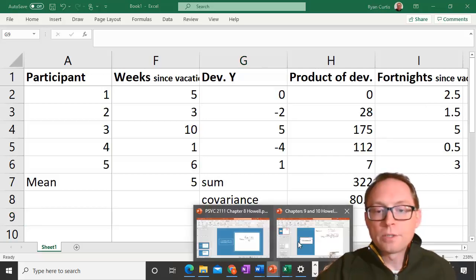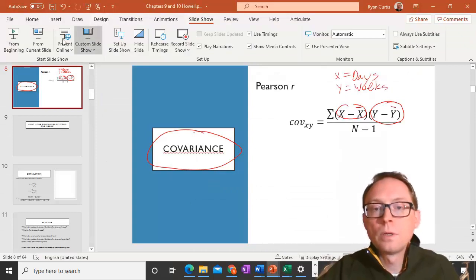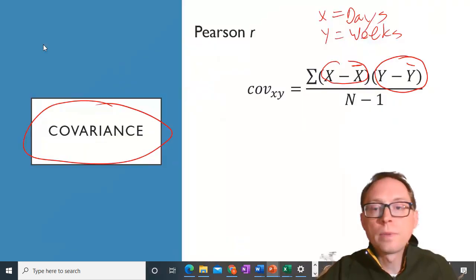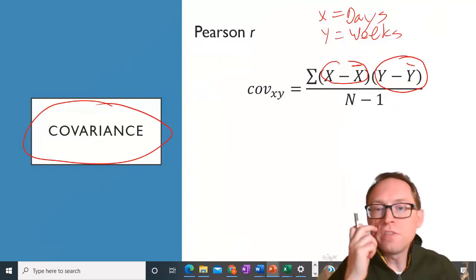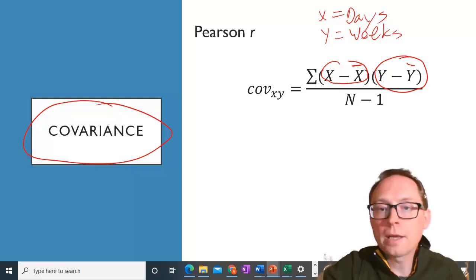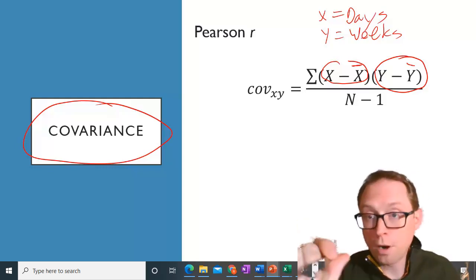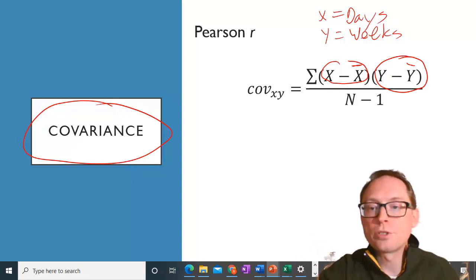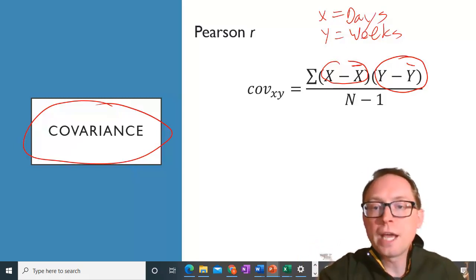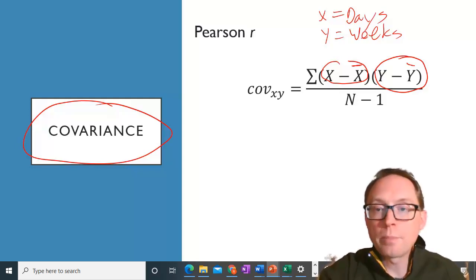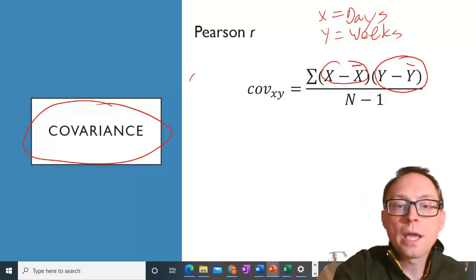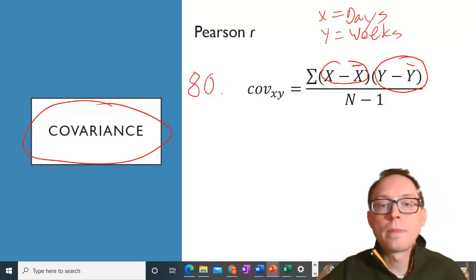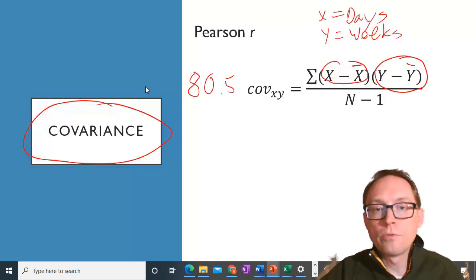Let's go back to the formulas. What we just did was we took each of the deviations for days. Days was x, so x minus x bar. Now remember, I wrote in a bar over each of those because for some reason the formula didn't show it. We took each of the deviations for days, each of the deviations for weeks, then we multiplied them for each person, and then we added them up. Then we divided that by n minus 1, and our covariance was 80.5. 80.5 was our covariance, the covariance between days and weeks.